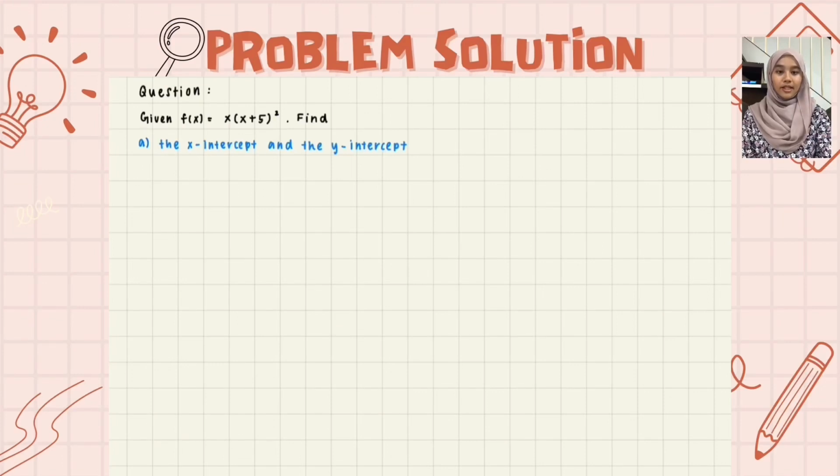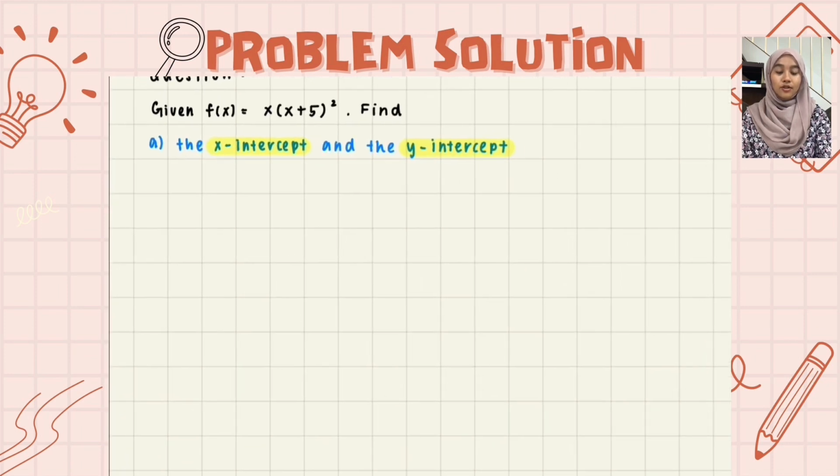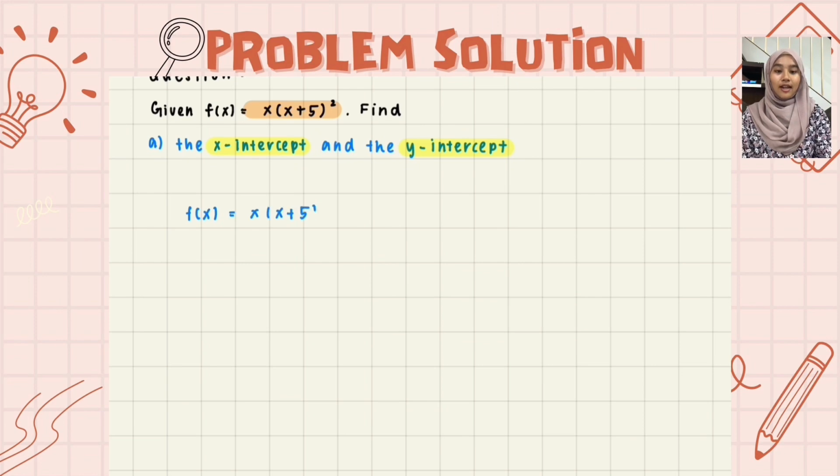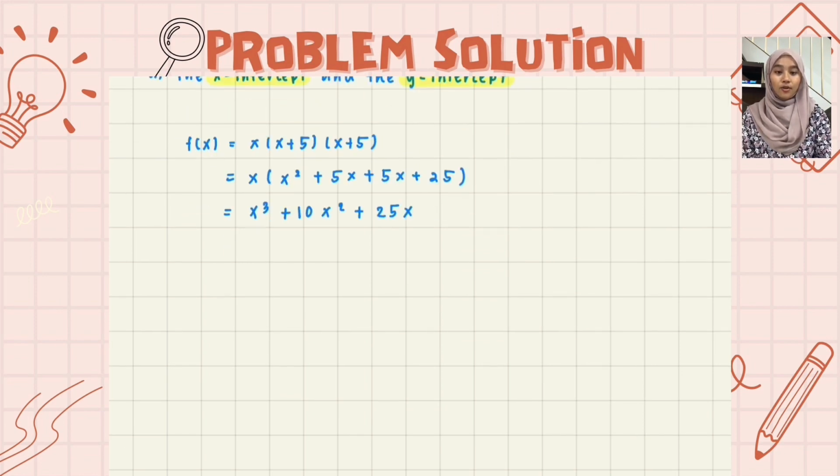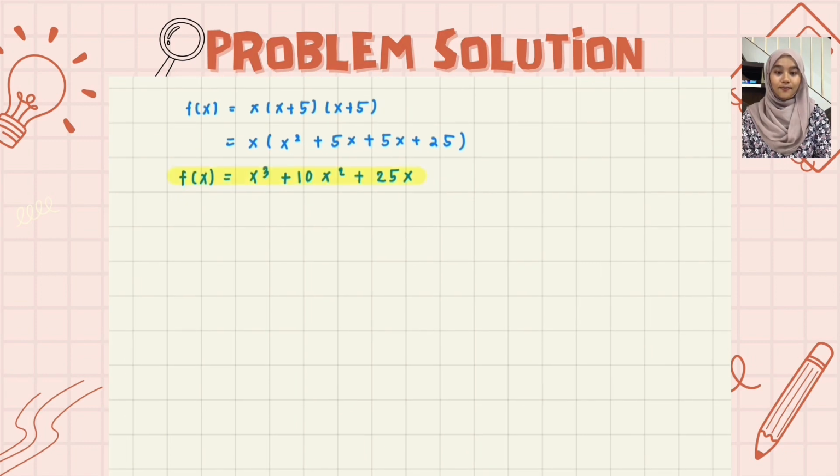For the problem solution, I will present how to solve this question. From the question, they give f(x) equals x(x + 5)^2. For the first step, we need to find the x-intercept and y-intercept. But before that, we have to expand the function so that it would be easier for us to solve the question. So this is how we will expand the function. And lastly, we will get f(x) equals x cubed plus 10x squared plus 25x.